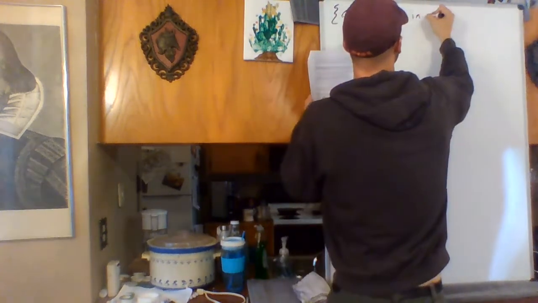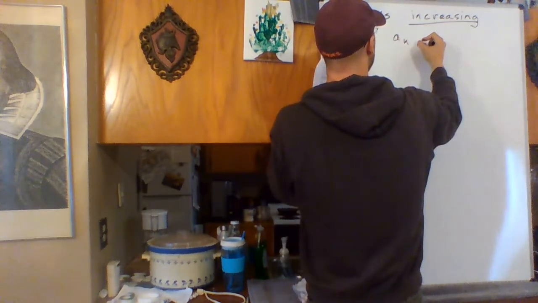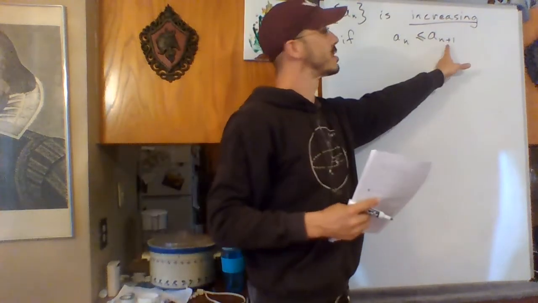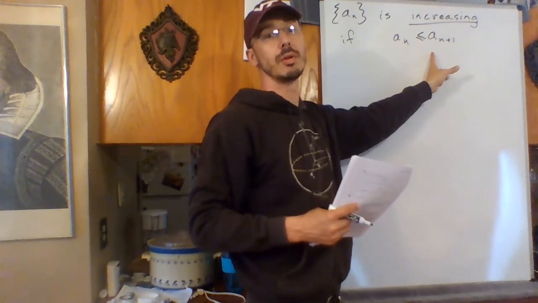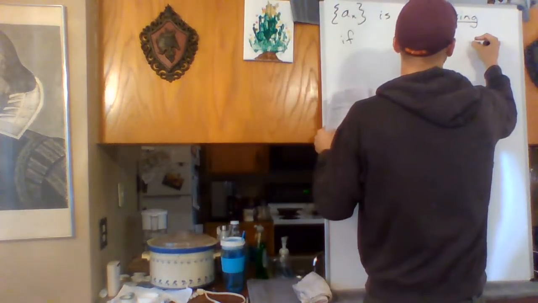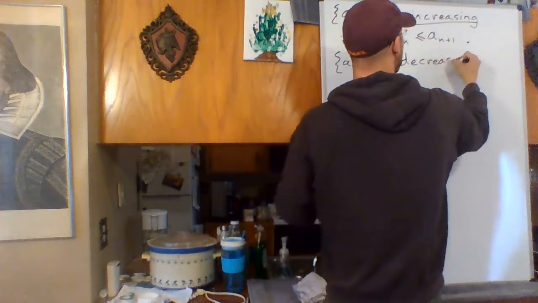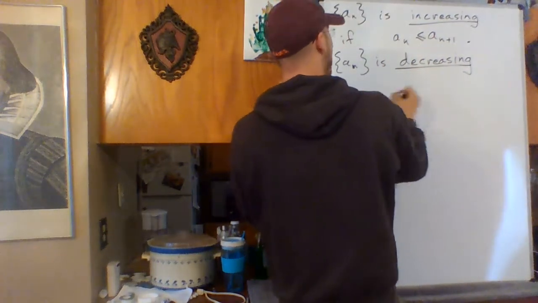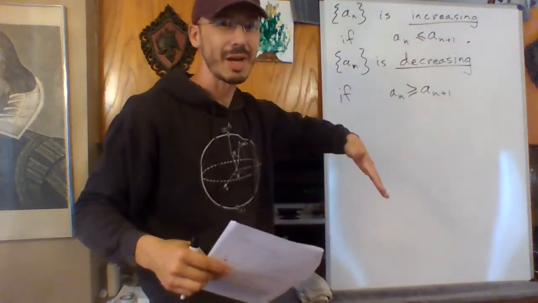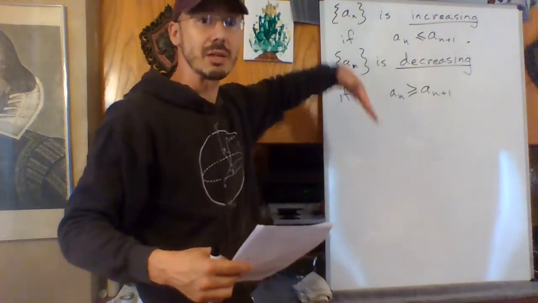a_n is increasing if a_n is less than or equal to a_(n+1). So the next term, the n plus 1 term, is the greater of the two. Or if they're the same, we still call that increasing. Sometimes they're the same, but not less than. a_n is decreasing if a_n is greater than or equal to a_(n+1). So the previous term is the larger one. That's a decreasing sequence. It's hard to say they're getting smaller, because if they're negative, they're not getting smaller, they're getting more negative and bigger. But decreasing means going down to the right.